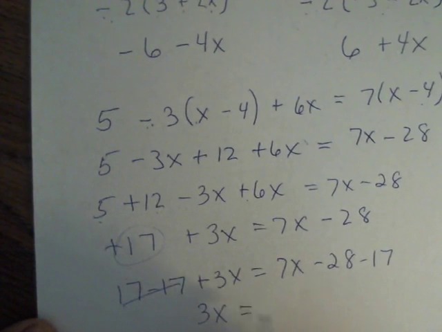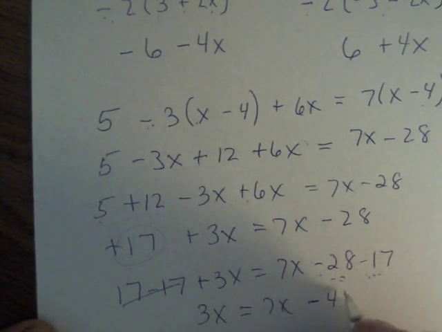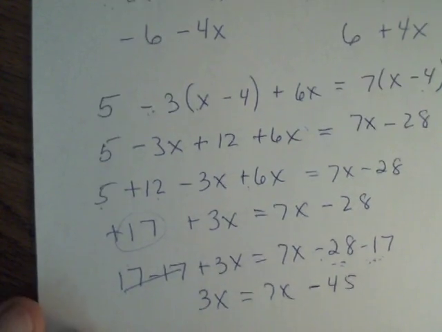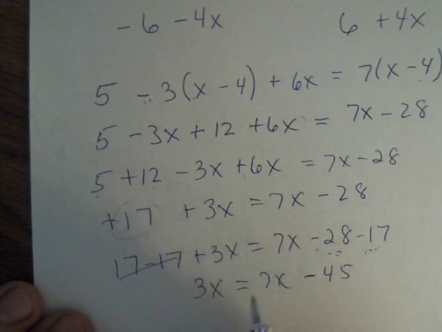I'm left with 3x is 7x. Watch your signs here. Use your calculator. You got one, use it. -28 and -17. Since my signs are the same, I just add and keep the sign, and that gives me -45. Now I've got to move this 7x to the other side.